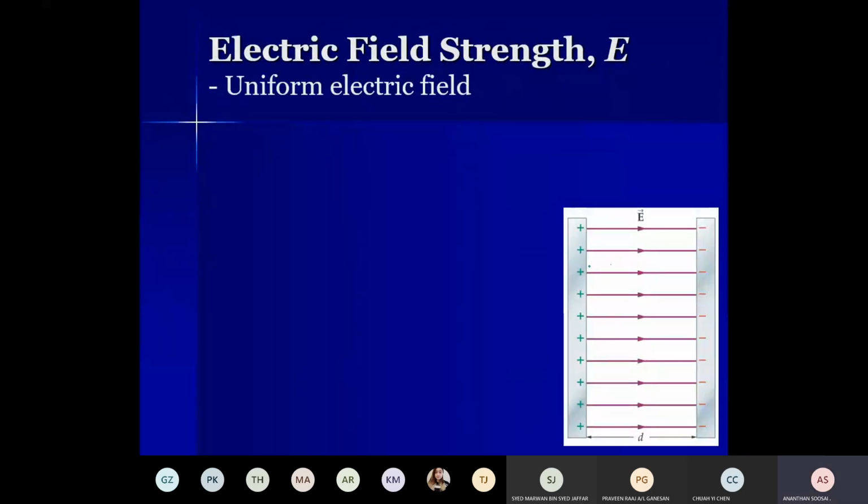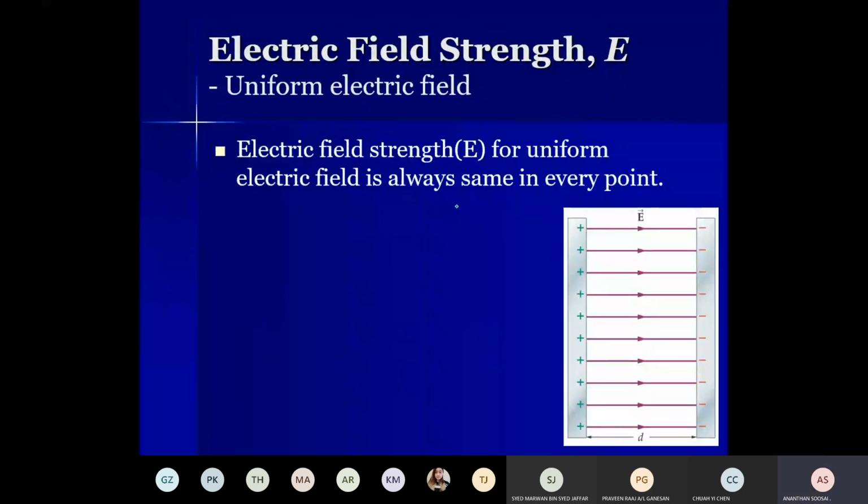So uniform field. The electric field strength is uniform, always the same at every point. If you place an electron here, or here, or here, all of them are going to get the same force, because the field strength is the same. The electron will experience a force in which direction? To the left, parallel to the field line. All of them are going to shift to the left with the same force, as long as they have the same charge.